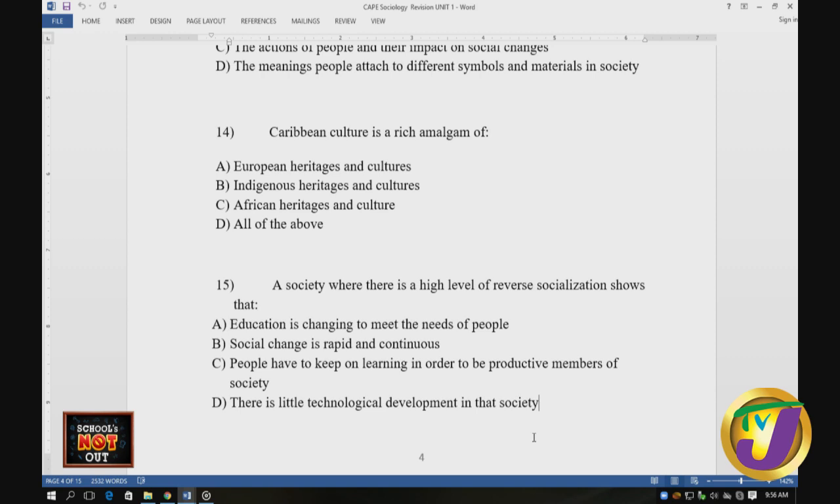So we come back. A society where the high level of reverse socialization shows that education, that social change is rapid and continuous. This one you have to critically think. It wasn't one that you could just pick an answer. So that was number 15.